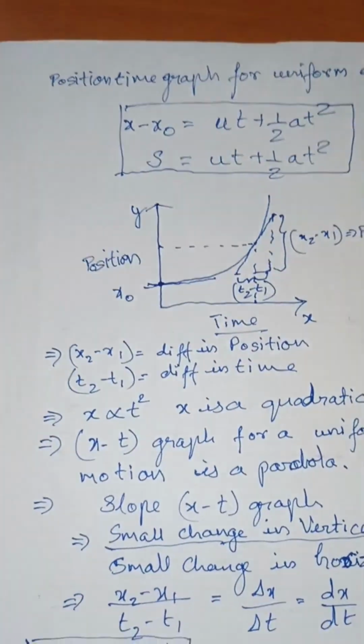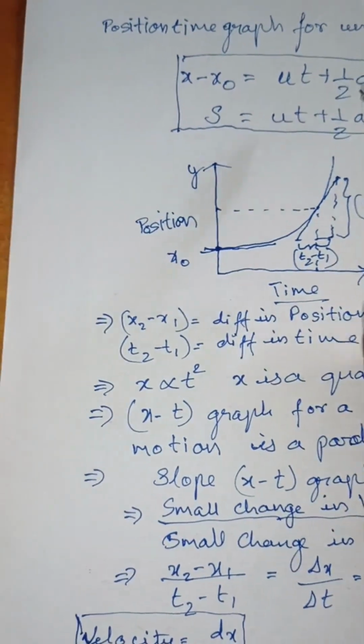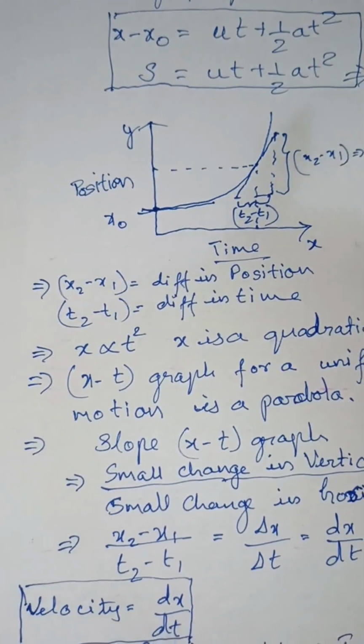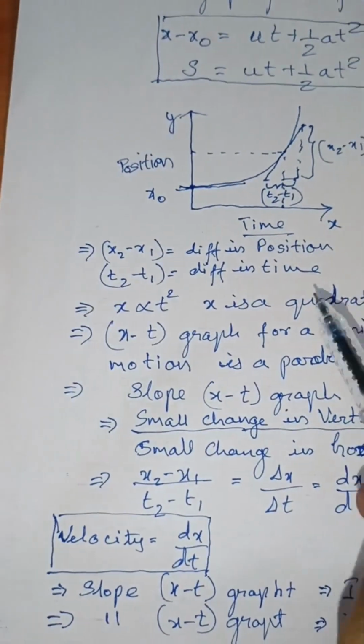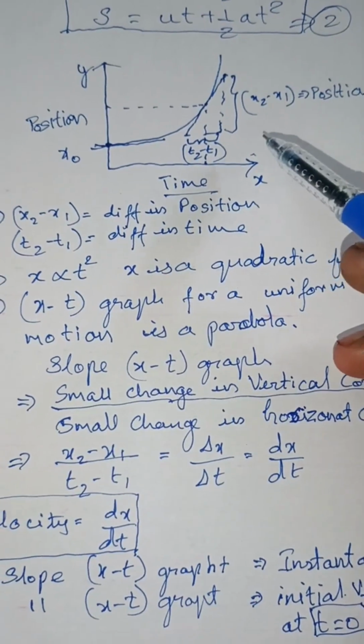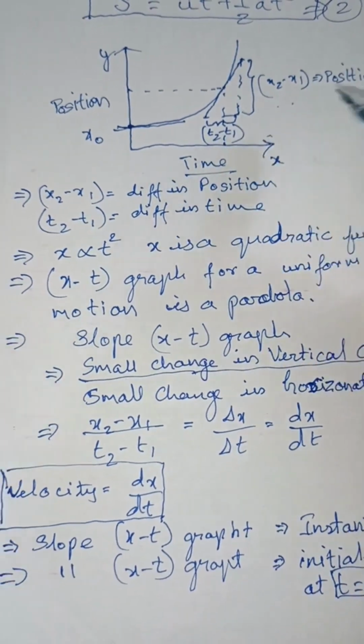So we'll recap the points. As we know, the equation x minus x naught equal to ut plus half at square is the second equation of motion, as you know very well. So the position time graph for a uniform accelerated motion is this graph, with x, y, position, time, x2 minus x1, t2 minus t1.